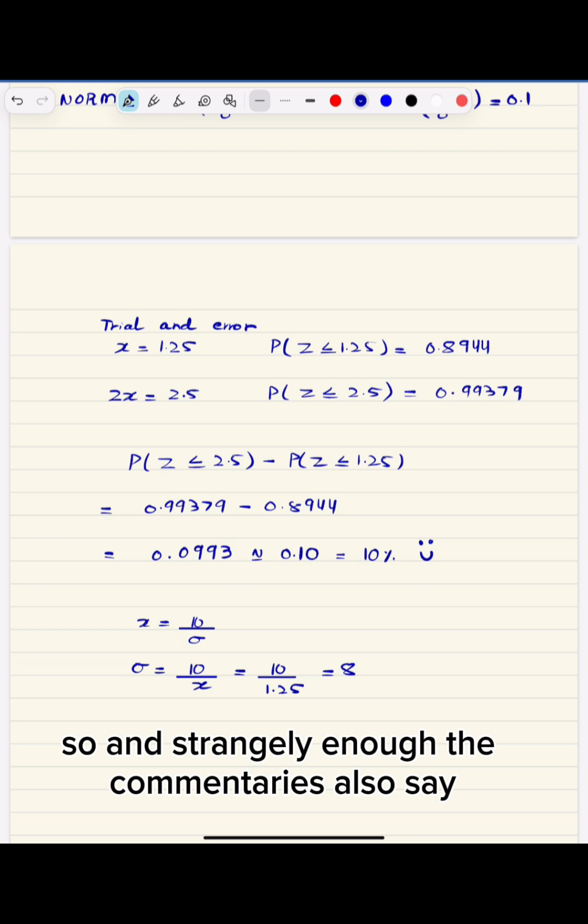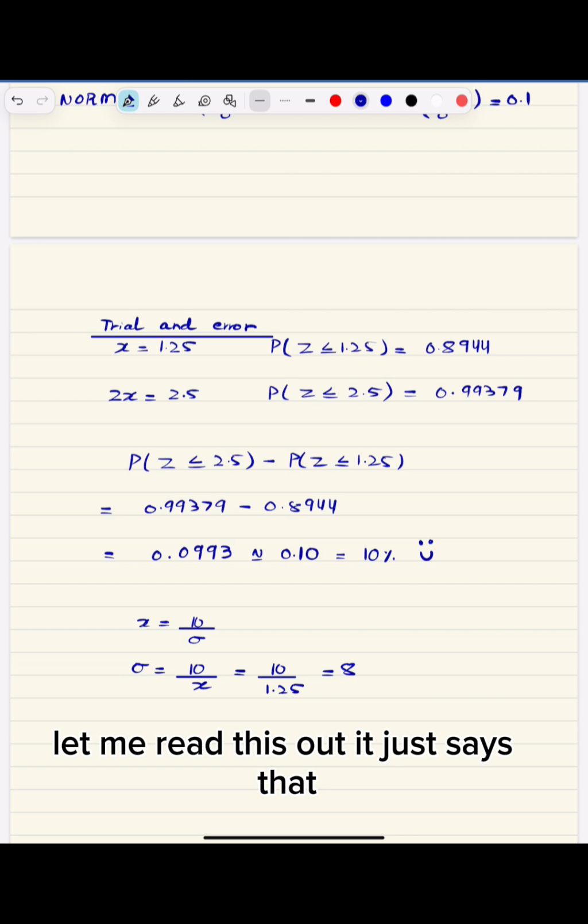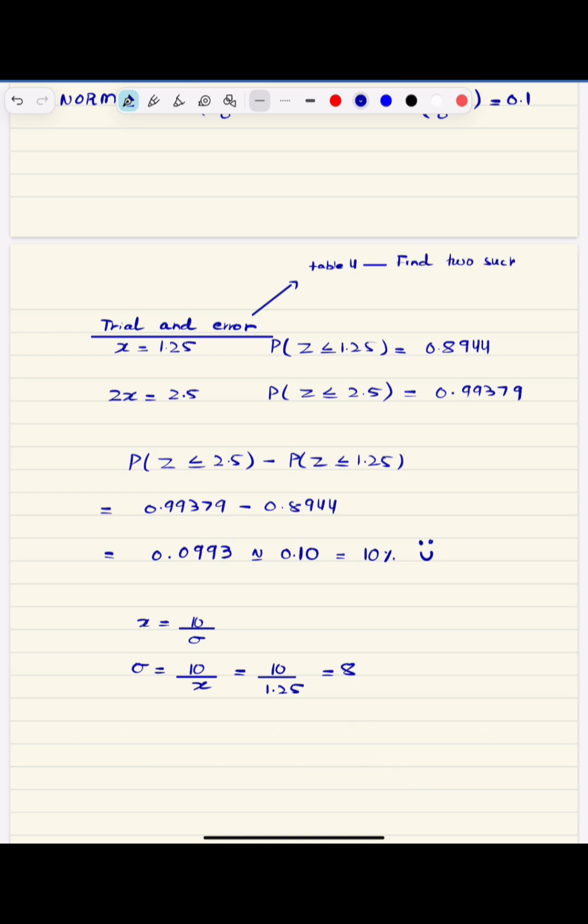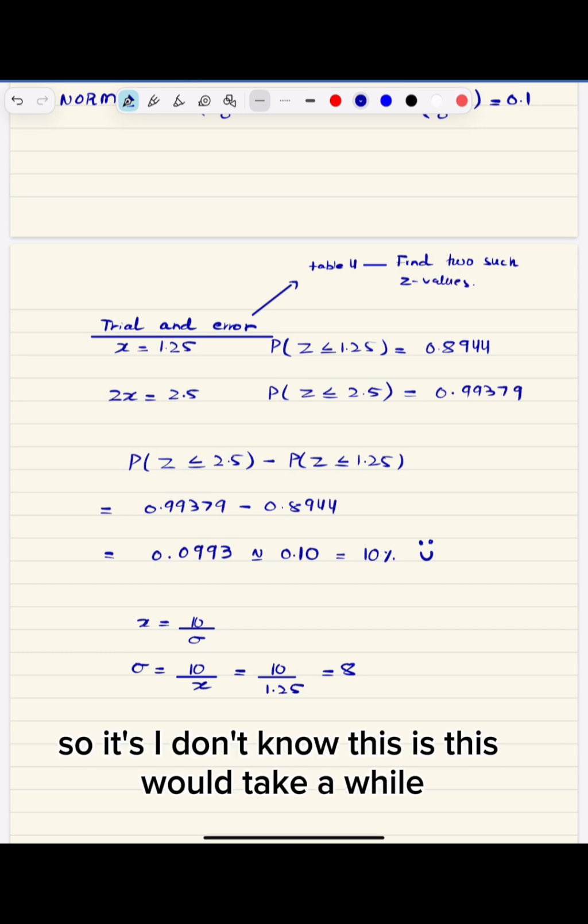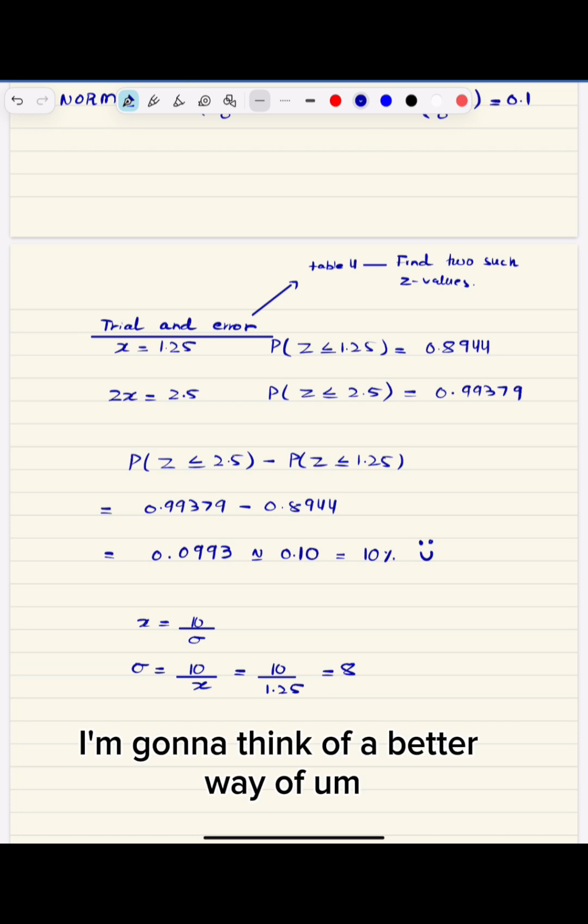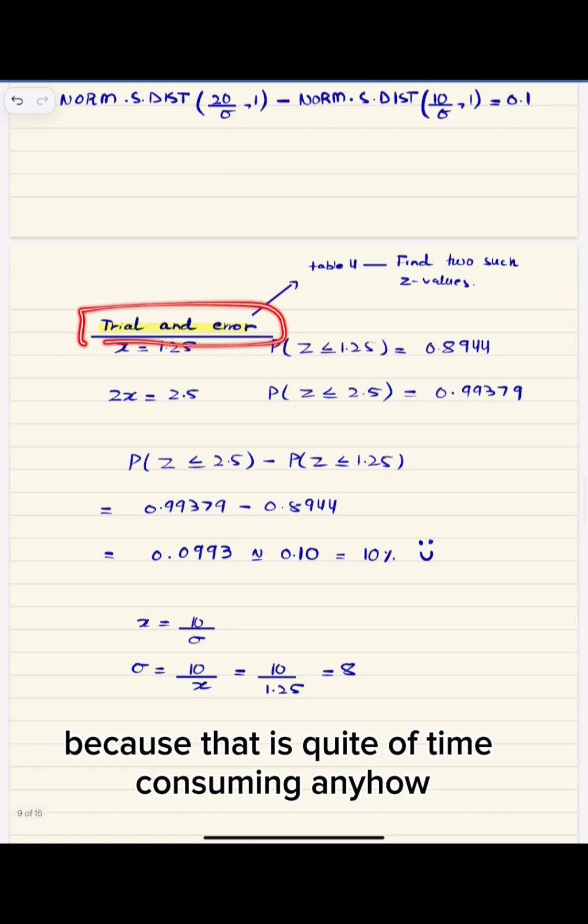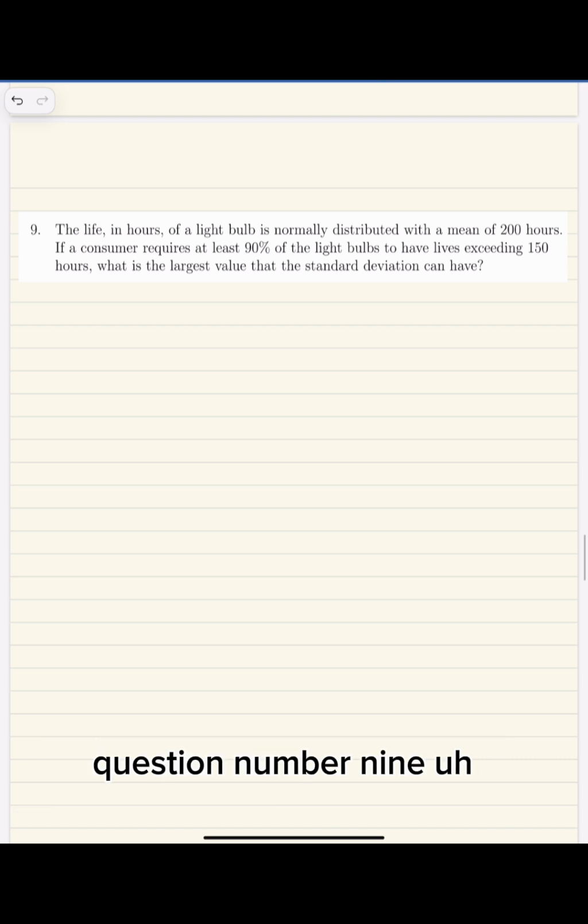Strangely enough, the commentary also says, let me read this out, that we should look at table 4 and just find two such z values. I don't know, this would take a while. I'm going to think of a better way of solving such a question besides doing trial and error, because that is quite time consuming.